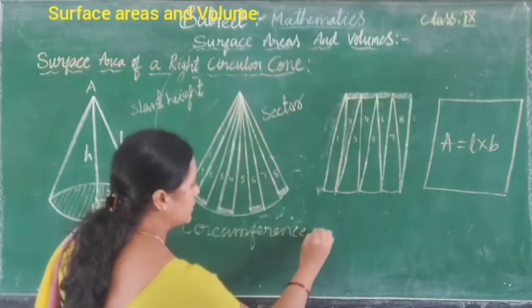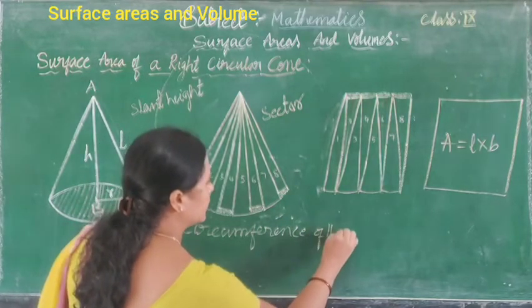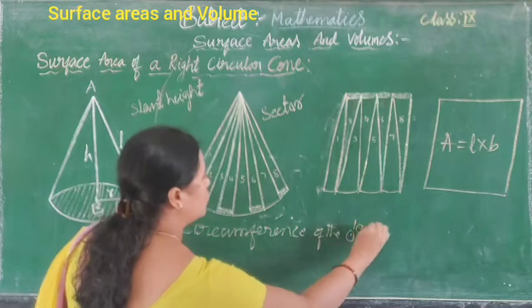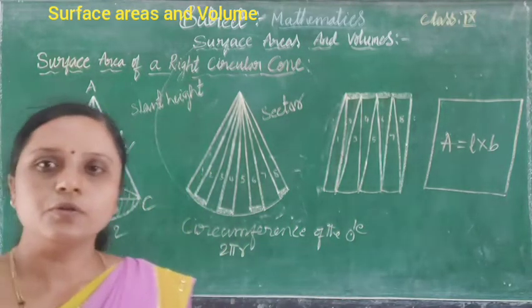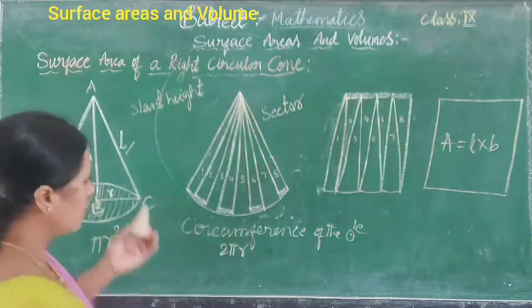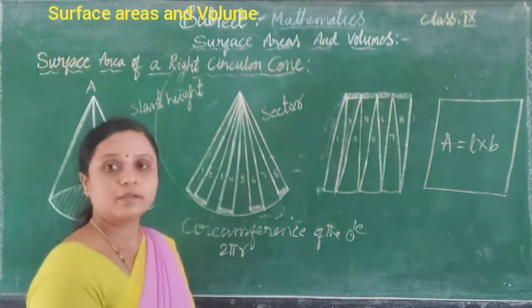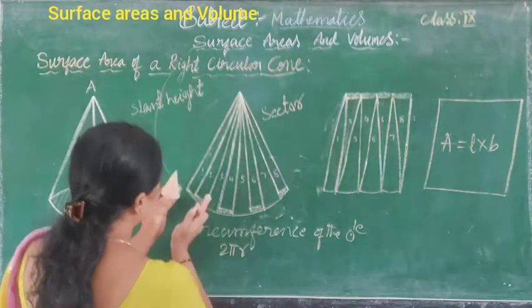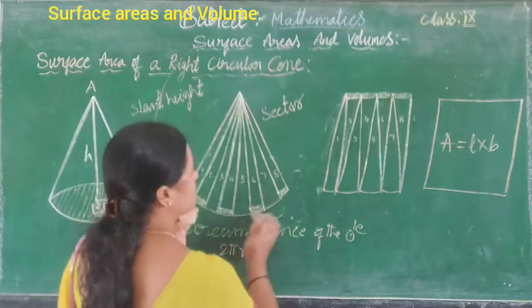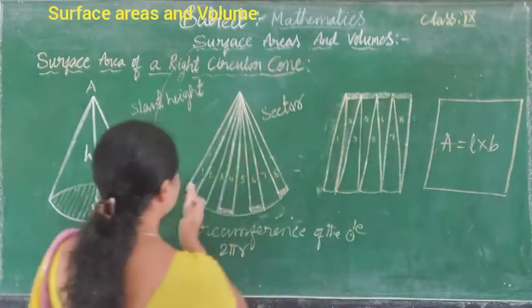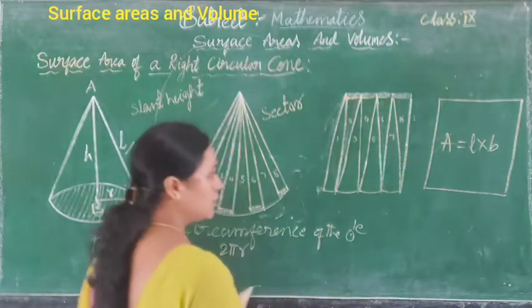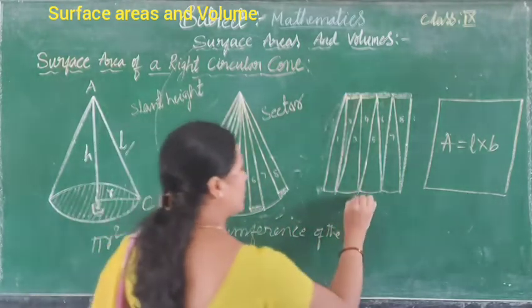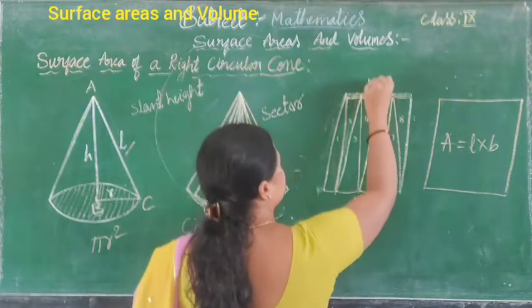The circumference of the circle is what? 2 pi r. While arranging these small triangles, you can observe this one: the 4 triangle bases going up and the other 4 triangle bases coming down. Okay, then it will be divided into pi r and pi r.